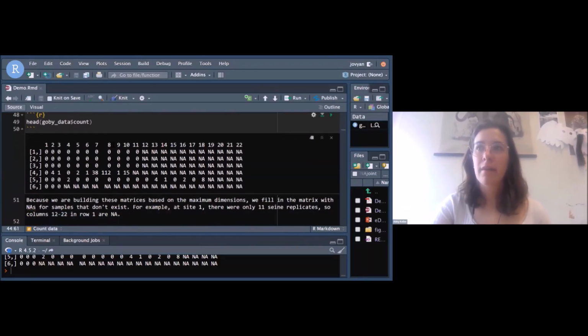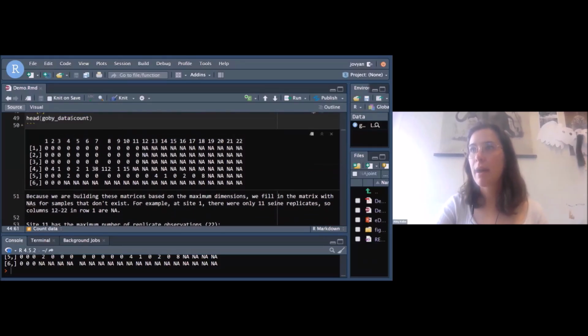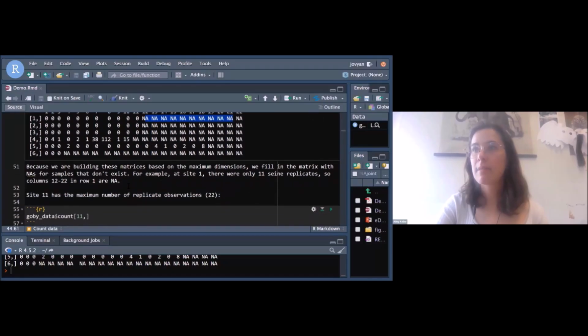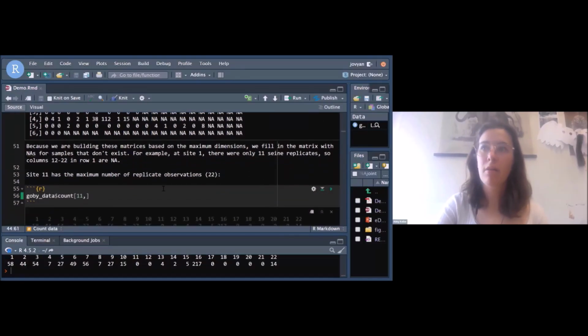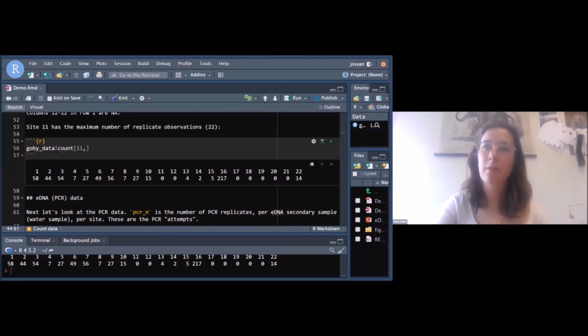The way that they collected this data, they didn't collect the same number of replicated observations at each site. So we're using these NAs to indicate which sites had fewer than the maximum number of replicate observations. For example, at site 1, we only have 11 replicates, and we filled in the rest with NA. Site 11 had the maximum number of replicate observations, which is 22. So if we look at just row 11, we see that we have no NAs in that row.